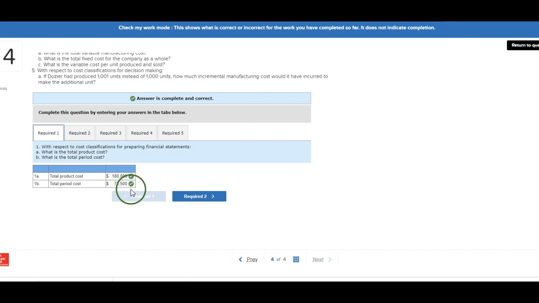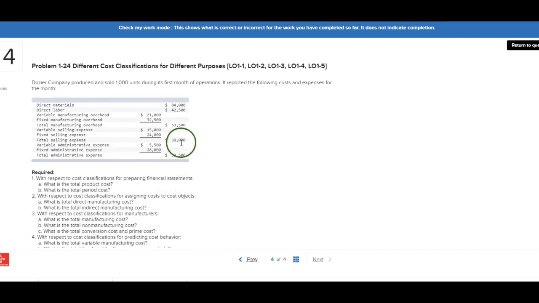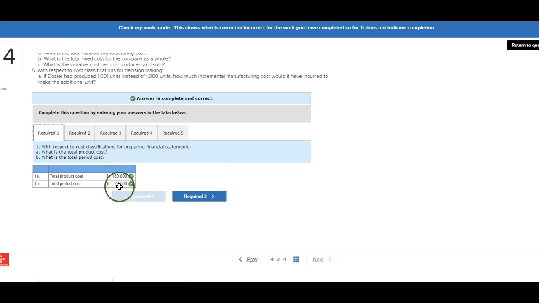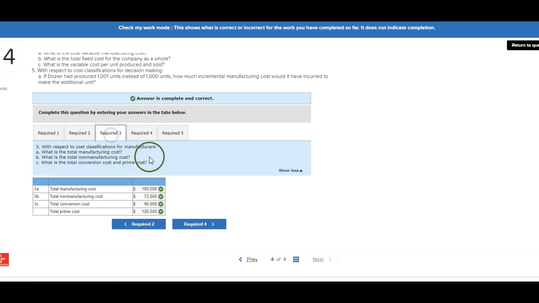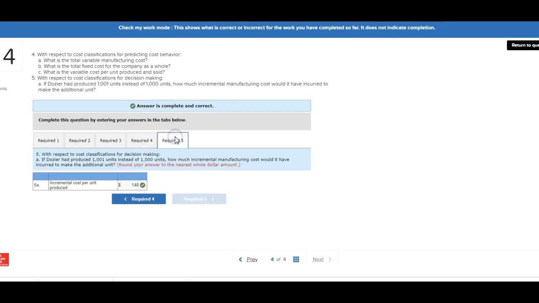Your total period cost will be your selling cost in total and your administrative cost in total. So add these up, 39 plus 33,500, that gives you 72,500. So do the same thing for each requirement. Type in the answers as you get them. Requirement 3, again type in the answers, and 4 and 5.